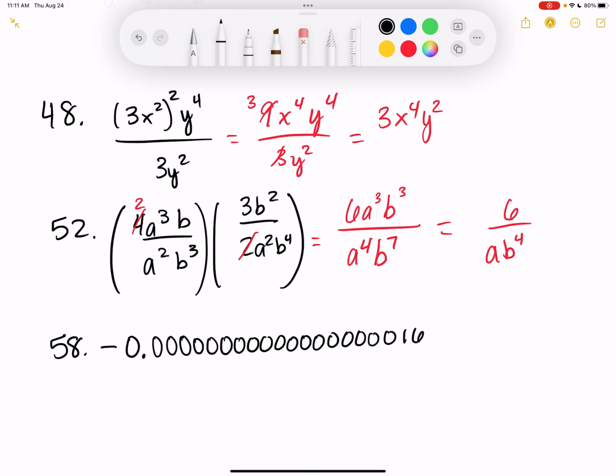Okay, so what is this number in scientific notation? Negative 1.6 times 10 to the 7th. No, 19. Negative. Negative 19. Wow, I'm so smart.